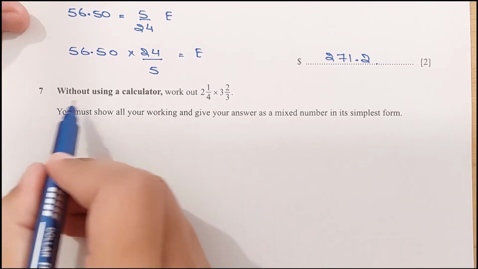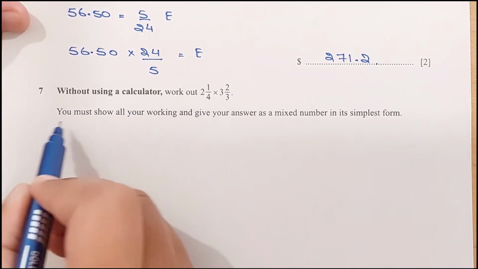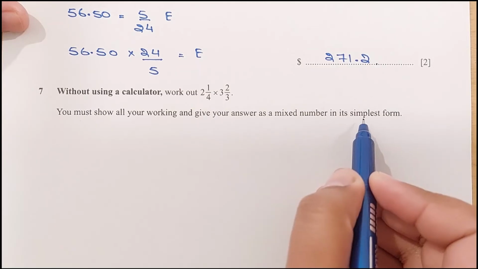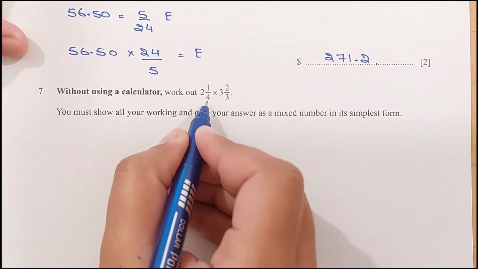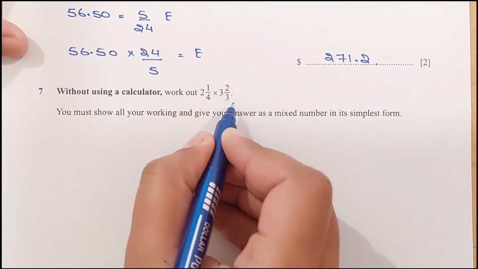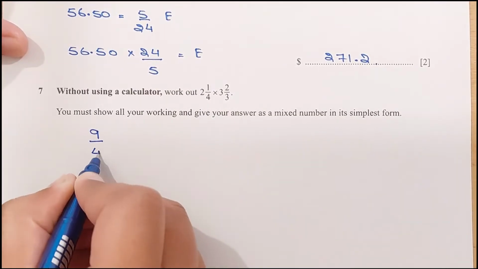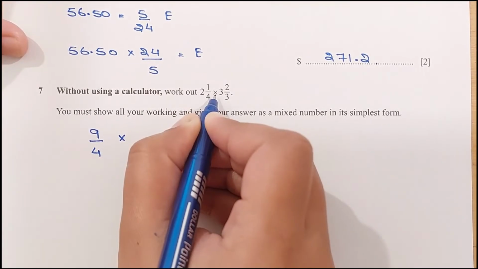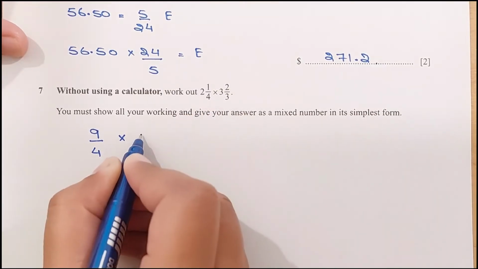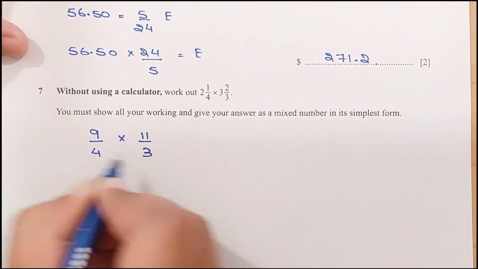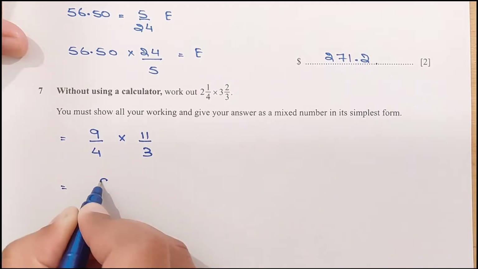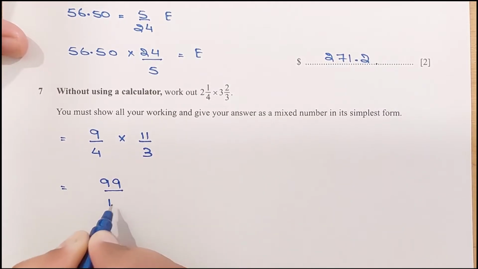Question number 7. Without using a calculator, work out this. You must show your working and give your answer as a mixed number in its simplest form. So first let me convert the mixed numbers into improper fractions. 4 times 2 is 8 plus 1, that is 9 by 4. Times 3 times 3 is 9 and 9 plus 2 is 11 out of 3. 9 times 11 is 99 and 4 times 3 is 12.